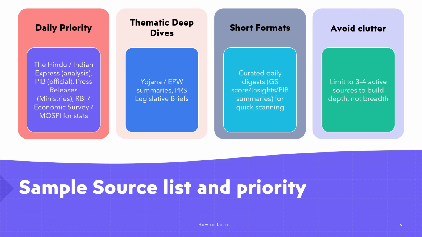Source list and priority. Daily priority: The Hindu or Indian Express for analysis, PIB for official press releases, ministries, RBI or Economic Survey or MOSPI for stats. Thematic deep dives: Yojana or EPW summaries, PRS legislative briefs. Short formats: curated daily digests, GS Score or Insights or PIB summaries for quick scanning. Avoid clutter. Limit to 3 to 4 active sources to build depth, not breadth.